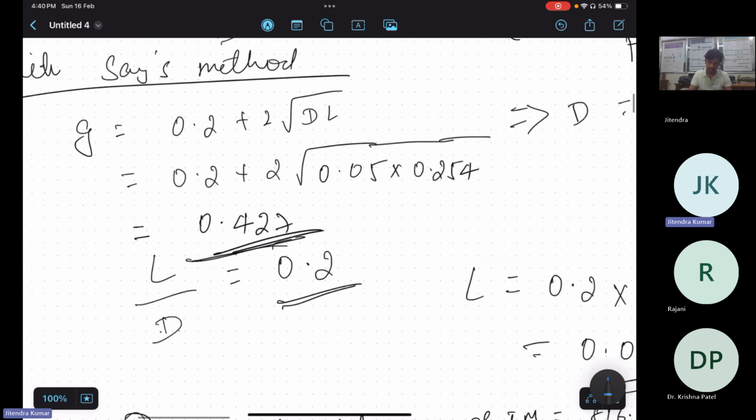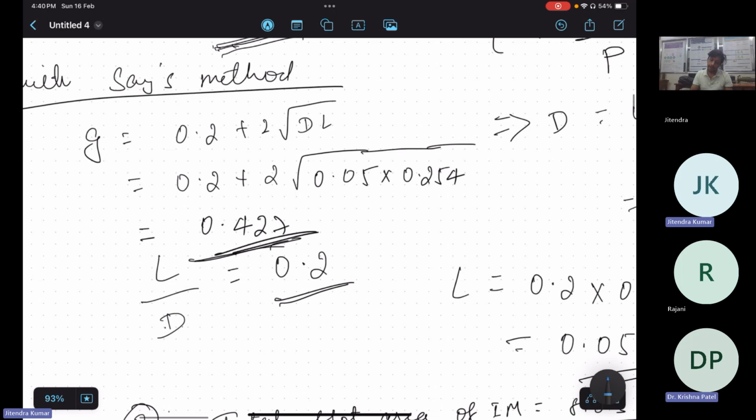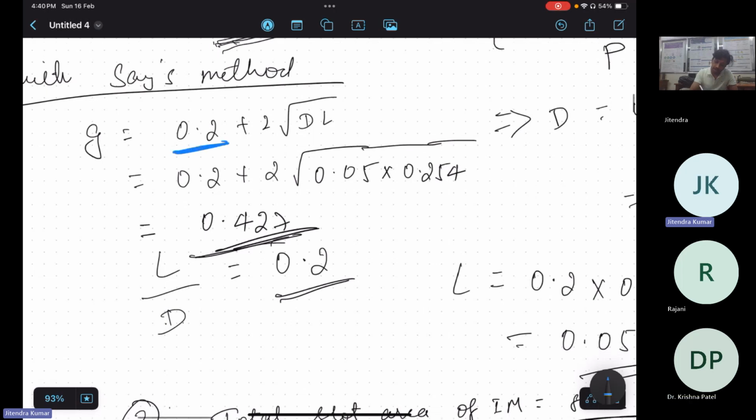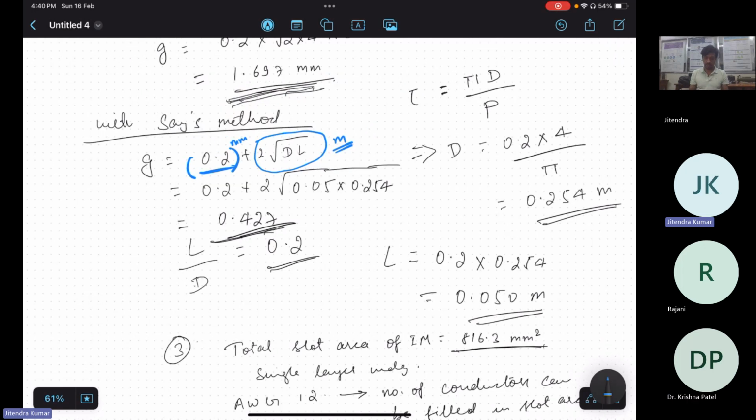Here you are saying in the Sales method, right? See, 0.2 is in mm here. And whatever value will come in terms of meter, you will have to convert into mm. Or in other words, if you plug in the values of D and L in mm, you will get the result in terms of mm. Any other doubt? No, sir. Thank you, sir.